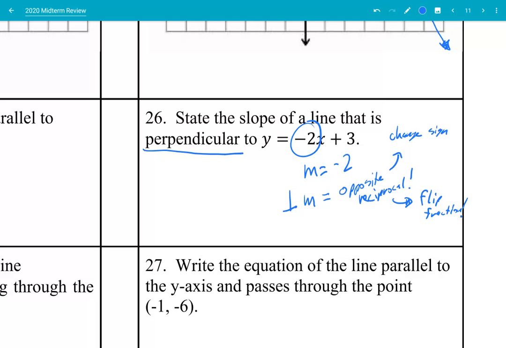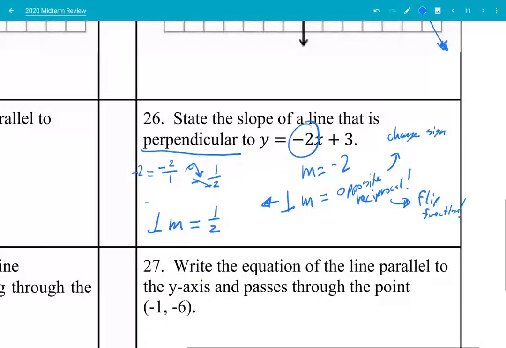So here's the original -2, right? So that fraction is -2 over 1. If we flip it, it becomes 1 over -2. And then we have to change the sign, so we make this a negative, and a negative and a negative is a positive. So the perpendicular slope of -2 is 1/2.